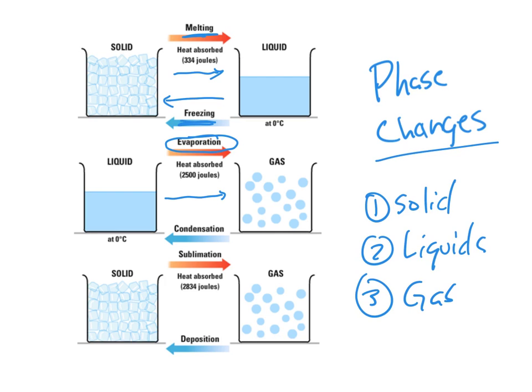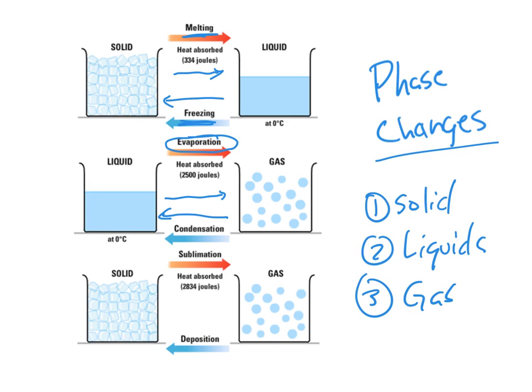We can also take it from a gas and have it go through condensation, and it'll come back to being a liquid. So that's what happens if you take a glass of cold ice water and you put it on the counter on a humid day. The outside of the glass gets all wet. It's not because the glass is leaking, but because it's cool enough that the water in the air is going to condense, and it's going to form a liquid on the side of the glass.